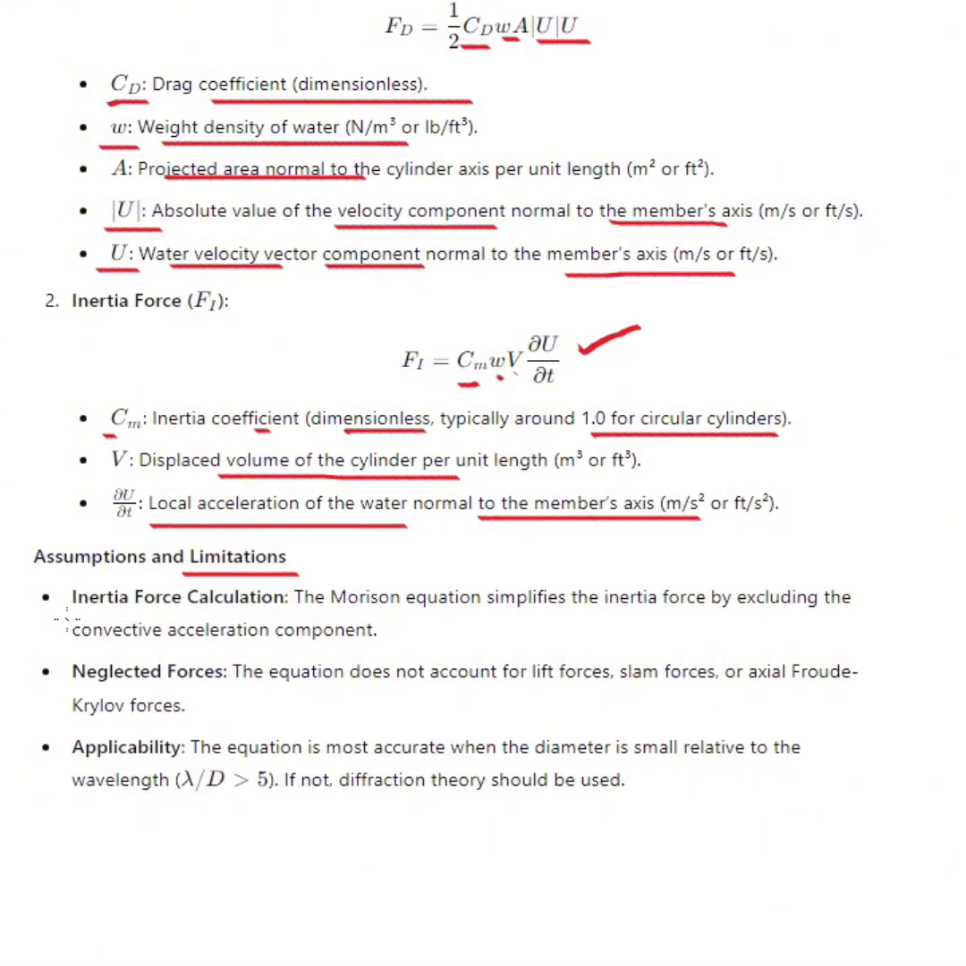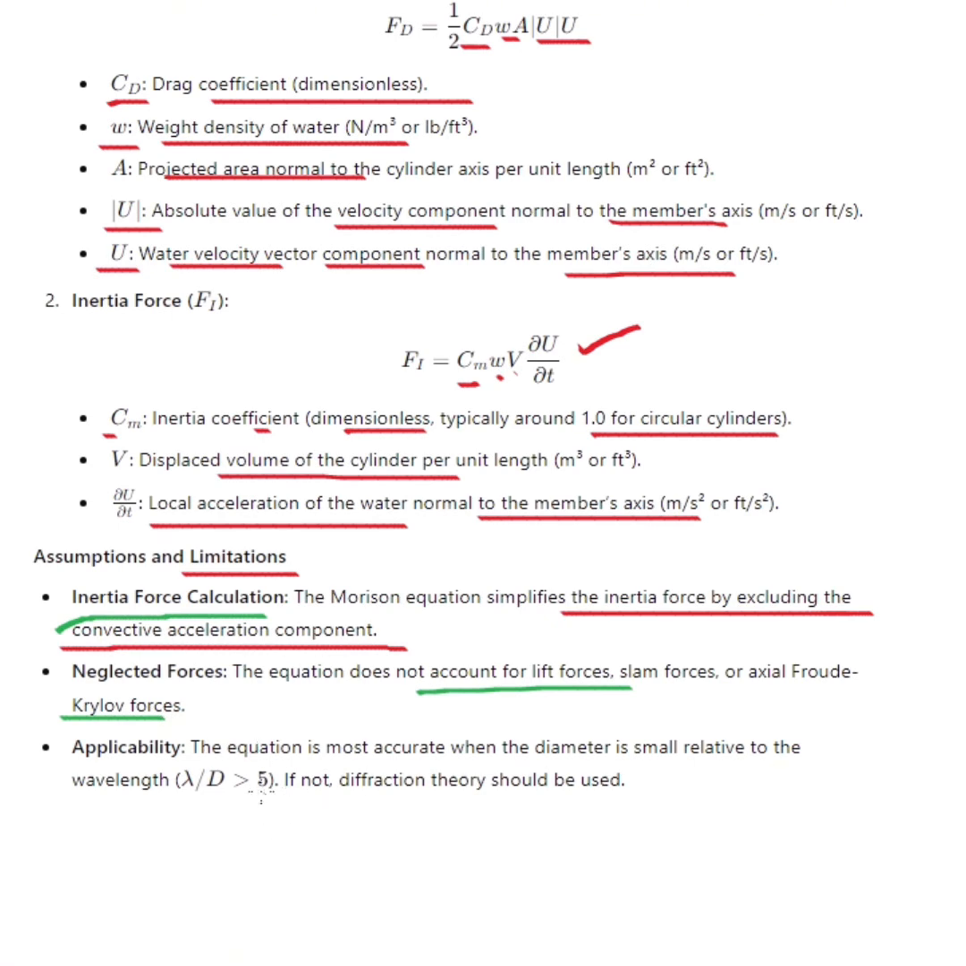Assumptions and limitations. In the inertia force calculation, the Morison equation simplifies the inertia force by excluding the convective acceleration component, which we will see in detail. And for neglected forces, the equation does not account for lift force, slam force, and axial fluid frictional forces. So three forces are not included.